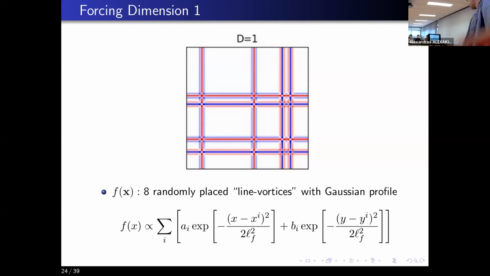Four blue, four red, so the mean vorticity is 0. And they have a Gaussian profile again of width LF. So again, the forcing length here is given by LF, but it has a different structure. And again, the energy injection rate is the same and fixed.